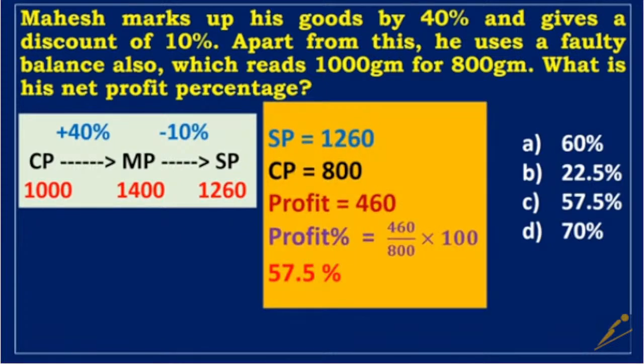However, a shopkeeper reads 1000 grams for 800 grams. Then the new CP is 800. Then the profit is equal to 460. We may determine the percentage of profit using the profit percentage formula, which is 460 by 800 into 100. The fraction becomes 57.5%.